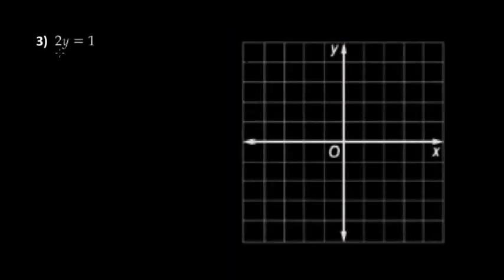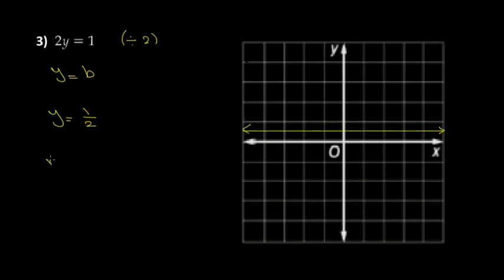We can't graph the equation 2y equals 1 as it is. We have to write the equation in the form y equals b, so we need to divide the whole equation by 2. If you divide the equation by 2, it means y is equal to 1 over 2. So it's represented graphically by a line parallel to the x-axis, intersecting the y-axis at the point 1 over 2. So that is the graph of the line. The slope now will be equal to 0 and the y-intercept equals 1 over 2.